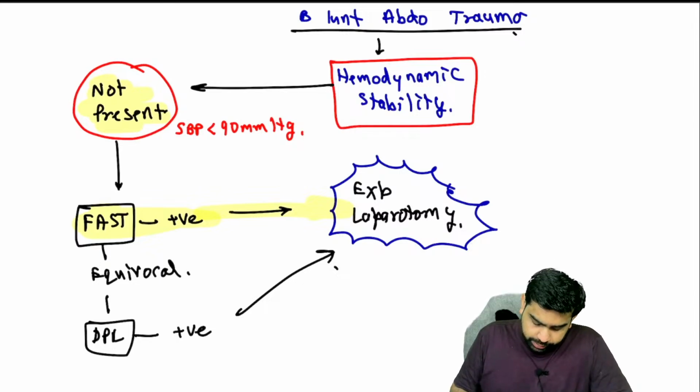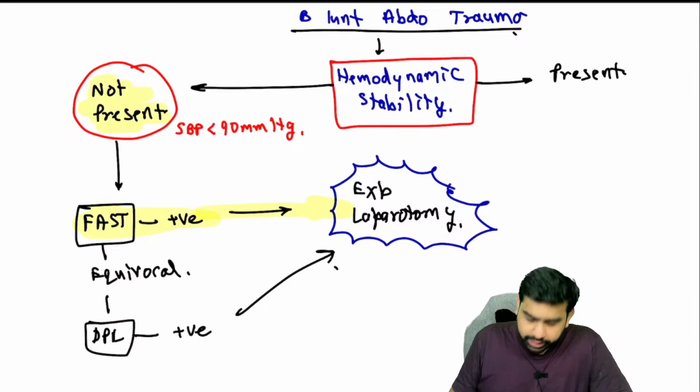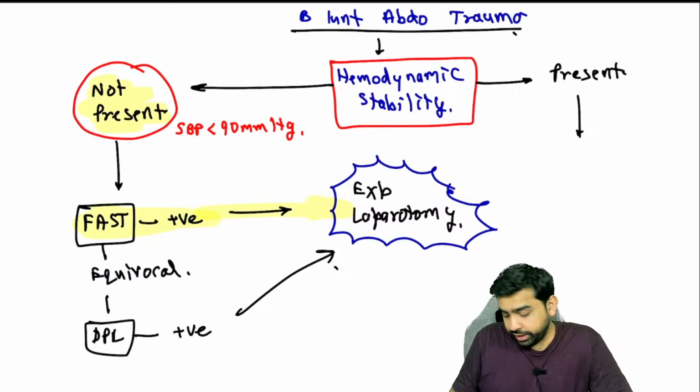Now, what about the hemodynamically stable person? If the patient's hemodynamic stability is present, then you have to perform a FAST and you have to perform a CECT abdomen as well.